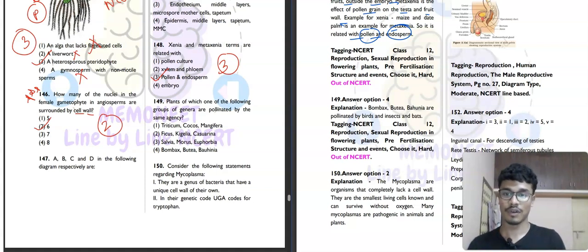Plants of which of the following groups of genera are pollinated by the same agency? Triticum, Mangifera, Ficus, Kigelia, Casuarina, Salvia, Morus, and Euphorbia. Then Bombax, Butea, Begonia. So the fourth option will be the correct answer, because Bombax, Butea and Begonia are pollinated by one category. These are birds, insects, and bats. This is the fourth option. That's why it is our correct answer.